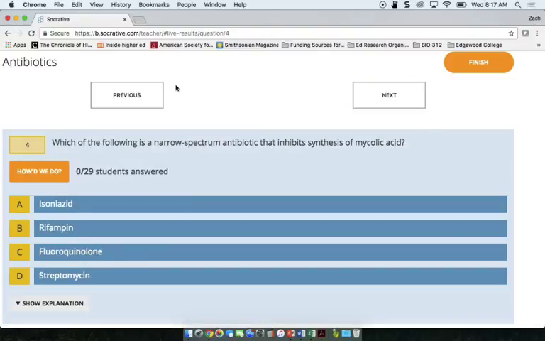Which of the following is a narrow-spectrum antibiotic that inhibits the synthesis of mycolic acid? Excuse me. Drinking problem.